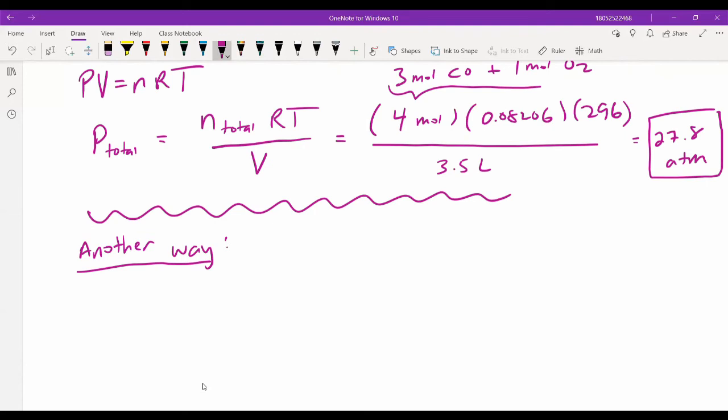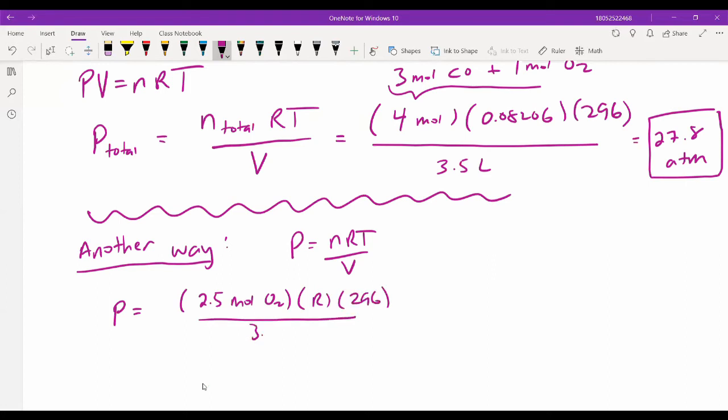To show you this way, first I'm going to convert the pressure. So I'm going to use ideal gas law, and I'm going to find the pressure of the reactants to start with. So this will be 2.5 moles of O2. I'm just going to write R, and then I have the temperature, and then I have volume. So I have 17.35 atmospheres of O2. Okay, this is going to be kind of funky, but just bear with me.